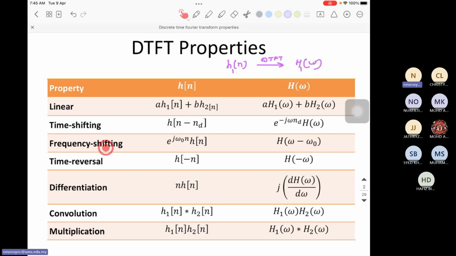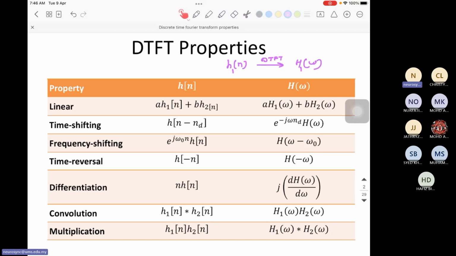In the case of frequency shifting, the term is e to the power j omega naught n. What is the frequency term here? Omega naught is the frequency term. If it is frequency shifting, that is e to the power j omega naught n times h of n, then in the frequency domain you will get H of omega minus omega naught. So the frequency output is also shifted by omega naught.